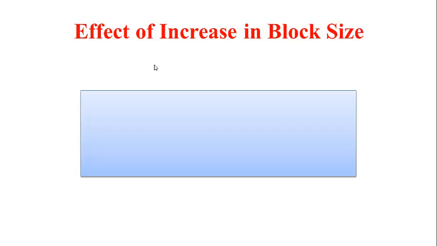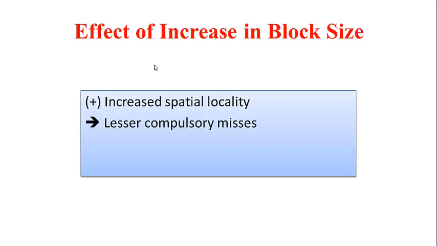We now have the terminology to discuss the performance implications of various parameter choices. First, let us discuss the effect of increase in block size. Think and tell what is the effect of increase in block size. Specifically, what is the kind of miss of the three kinds which will potentially go down with increase in block size? With increase in block size, we are increasing spatial locality, which means that we have the potential to decrease the number of compulsory misses.